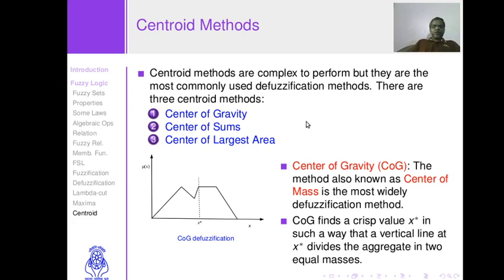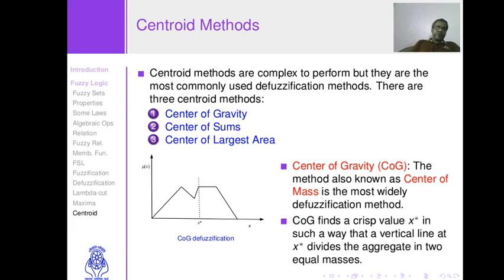This method is also known as center of mass. The area covered by the curve that represents the membership function is considered like a body in this method, and it tries to find the value of x star in such a way that if we draw a perpendicular line at x star, then it divides the entire body into two equal masses. This is the basic concept behind this method, that we have a membership function.